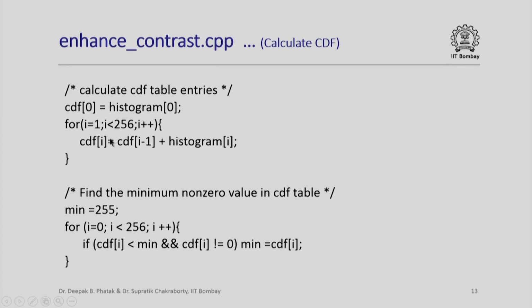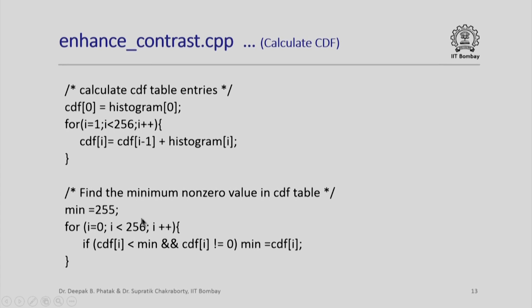Once I do that, I proceed to compute the cumulative distribution function. The cumulative distribution function is essentially the sum of the successive histogram elements up to that point. So, I start with the 0th value being the same as histogram 0 and then I keep adding every element of histogram i into the previous value of CDF to get the new element for CDF. This completes the calculations of cumulative distribution function.